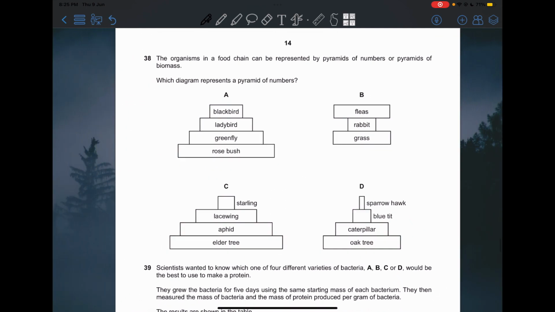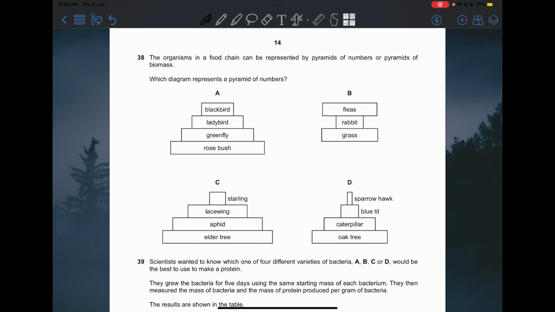38. The organism in a food chain can be represented by pyramids of number or pyramids of biomass. Which diagram represents a pyramid of numbers? Now, over here, we know that a pyramid of numbers is not going to be symmetrical in shape or pyramidal in shape. So it's going to be B actually.